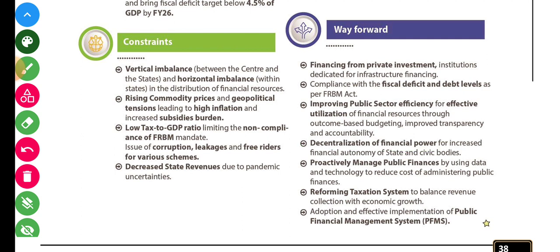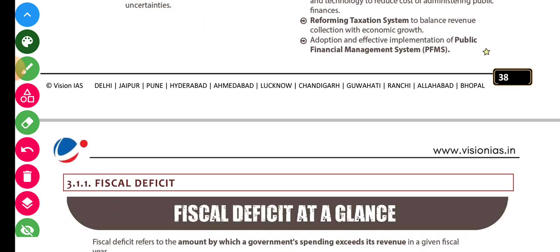Decentralization of financial power for increased financial autonomy of the states and civic bodies. Proactively manage public finances by using data and technology. Reforming the taxation system to balance revenue collection with economic growth. Adoption and effective implementation of a public financial management system. So you can remember this.